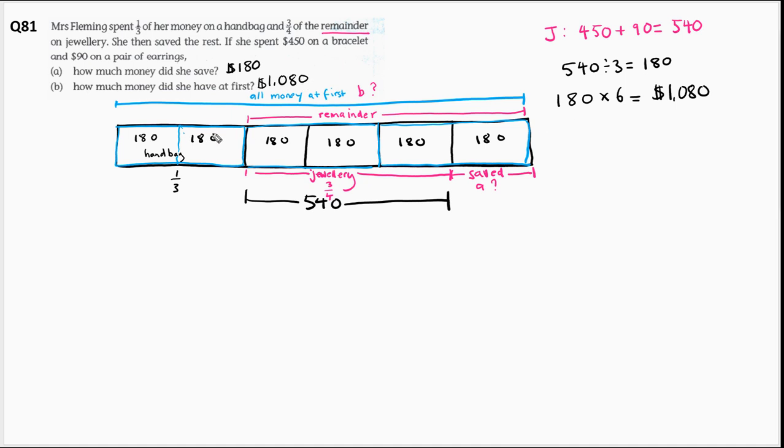As long as you keep labeling and always go back and check when you've done a calculation, think: what does that mean in my model? What information do I now have? And look at what your questions are asking you. It's all going to be very easy.